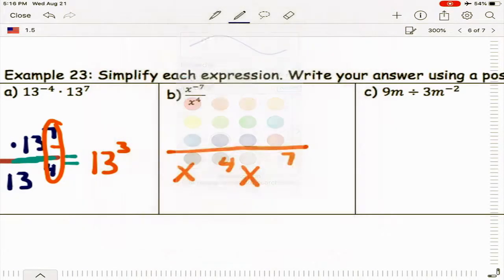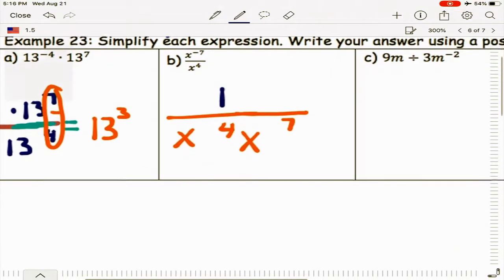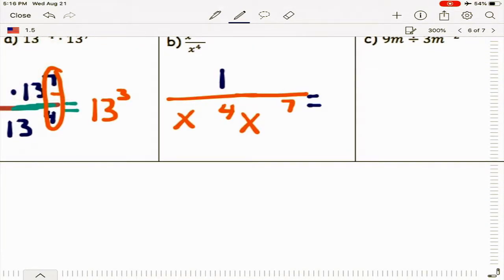Now, the only tricky thing with this one is, in math, you cannot have a blank numerator. Denominator is okay. If you have 5 over 1, you can just say 5, call it a day. But you can't have blank over 5, right? There always has to be a number on top, always. So if there's no number on top, you have to give it that invisible 1. So now it's 1 over x to the 4th, x to the 7th. But then you solve it from there.